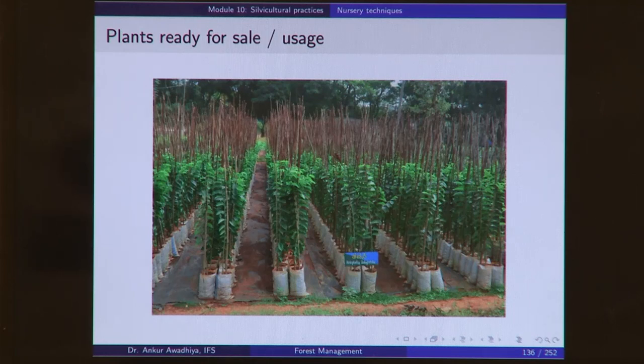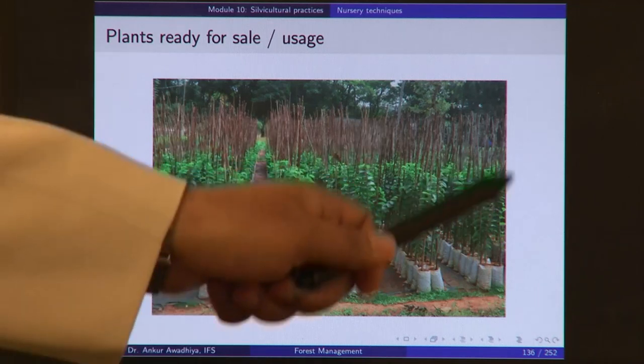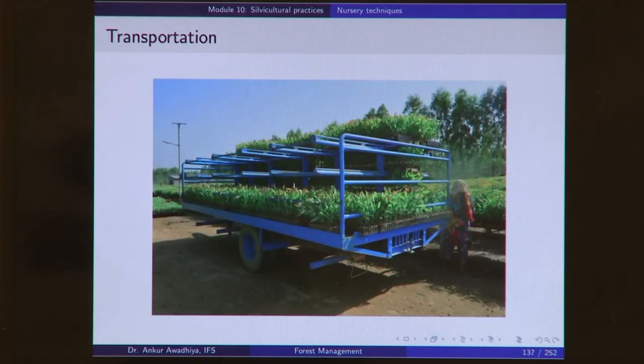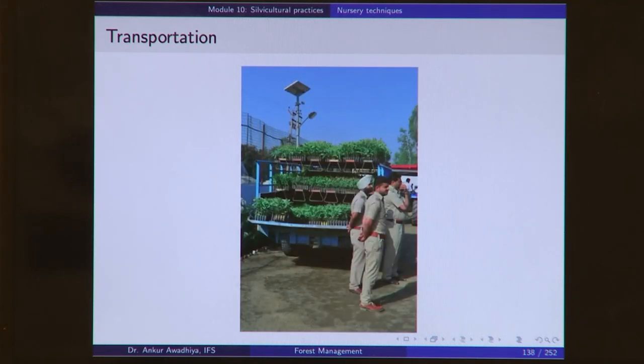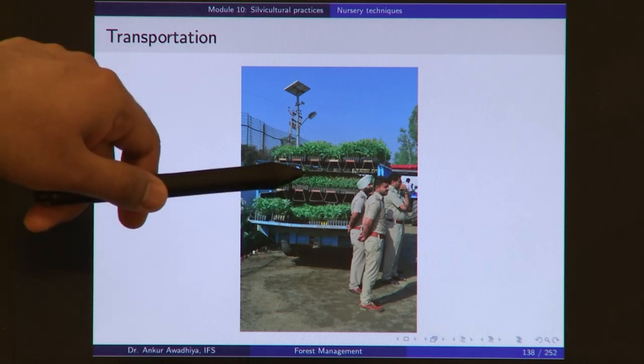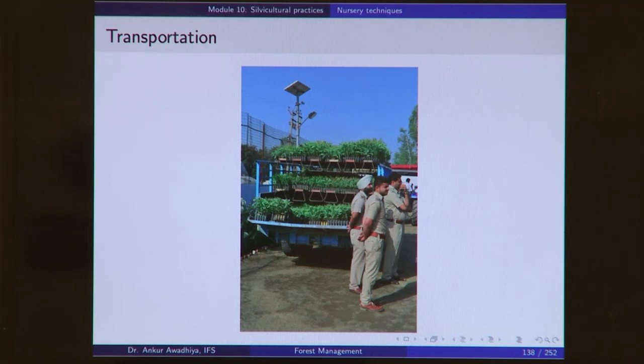These are plants that are ready for sale or usage, and here also we can see that there are stakes together with these plants. Then transportation of these plants is done either by using a tractor and trolley or by using small trucks in which these plants are kept. In this case we can see that these plants have been put on three different shelves. Now, these shelves need to be at sufficient distances, so that the plants are not damaged during the transportation.